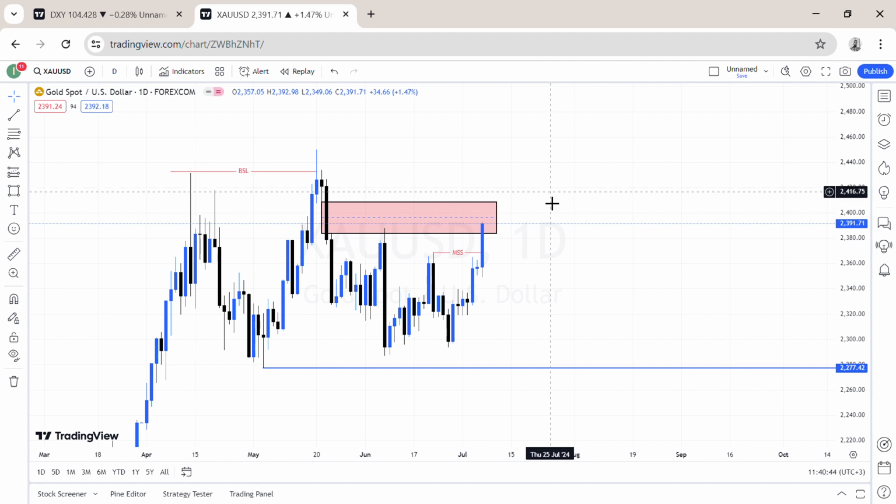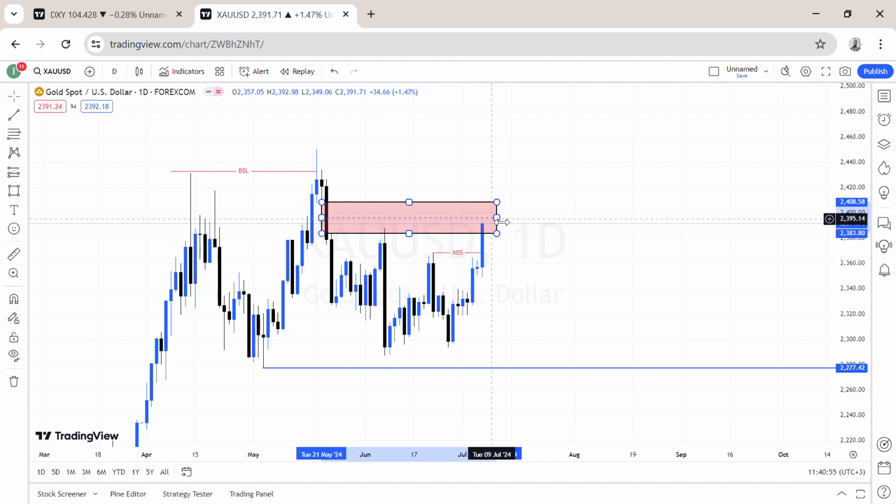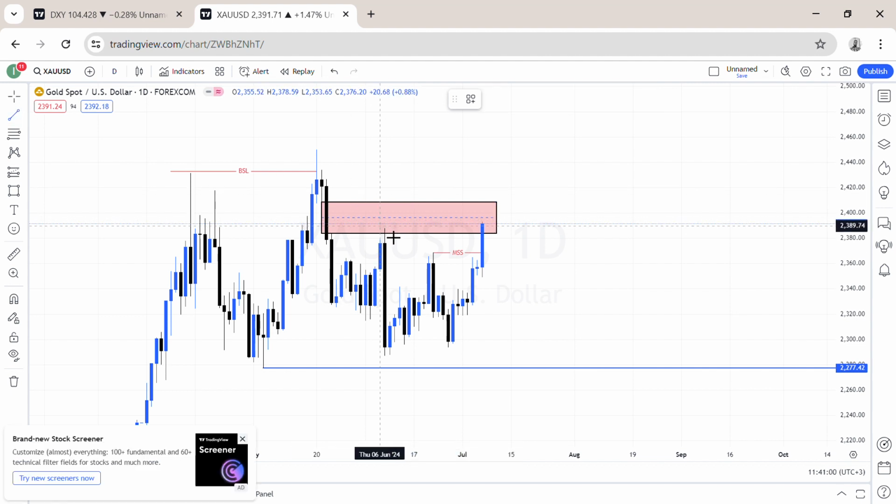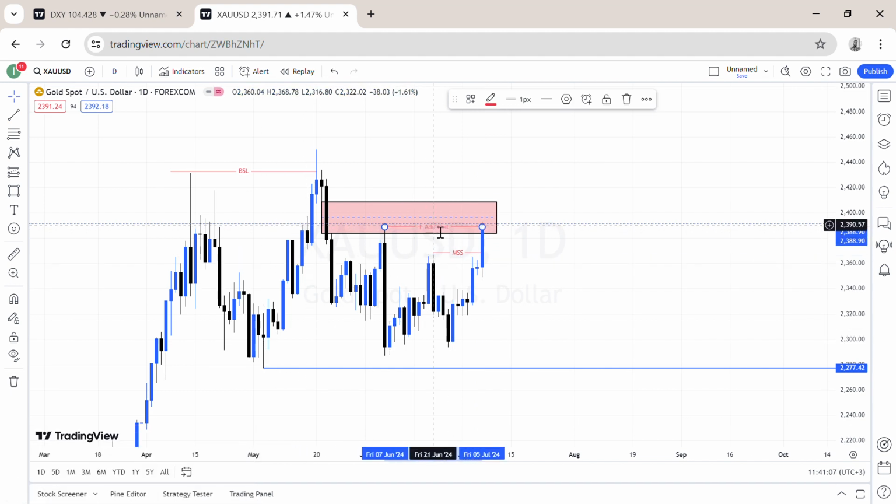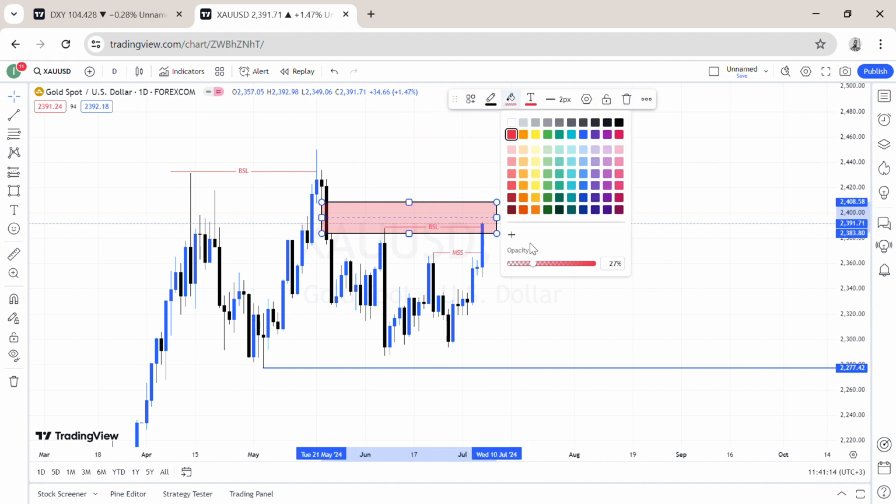And when the price closes above this zone, we can see on the left that there is a swing high right there. Okay, there is a swing high right here, right there. So this is the buy side liquidity again for me. Let me remove the color, just make it visible.